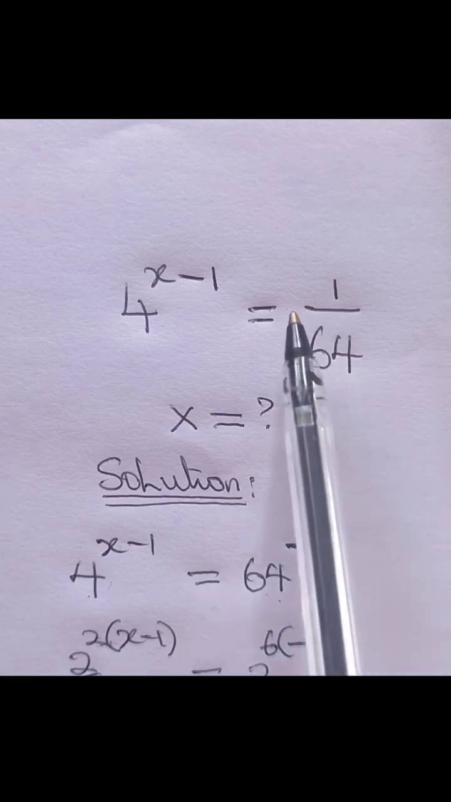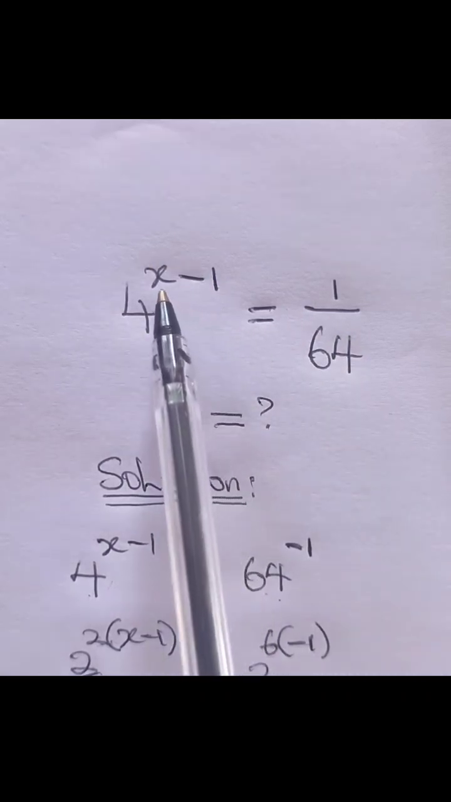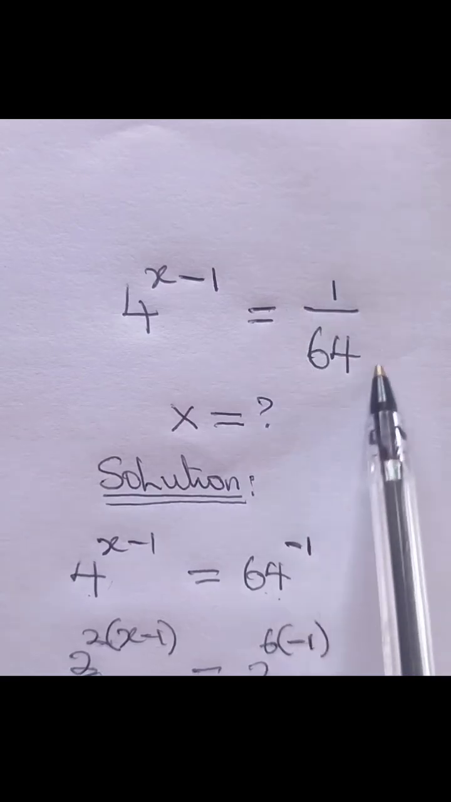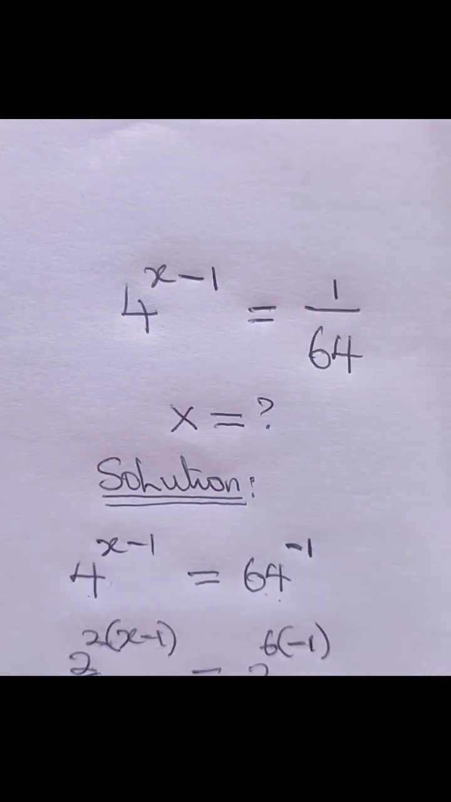Therefore, 1 over 64 is what we have here when x is minus 2. And here we also have 1 over 64. That means x equals minus 2 is the answer to this particular question.